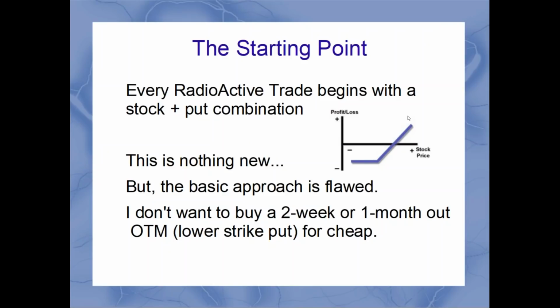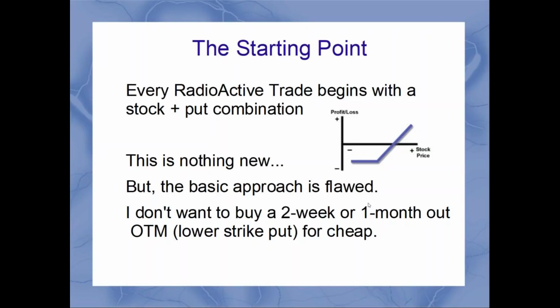But the basic, commonly taught approach at your broker, if you do a web search for married puts and you come across a free article in Investopedia or something along those lines, they always tell you to buy 1 month out, 2 weeks out, and buy a put option that is below the current stock price, that's out of the money, for a cheap price, 30 cents, 40 cents, 50 cents.